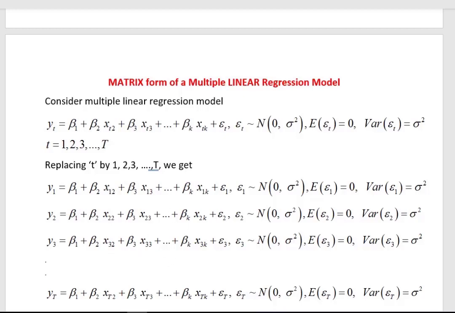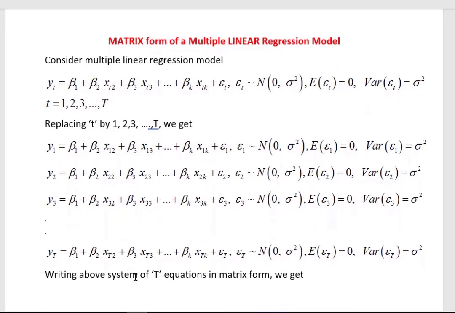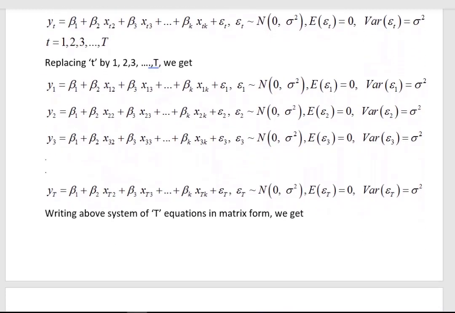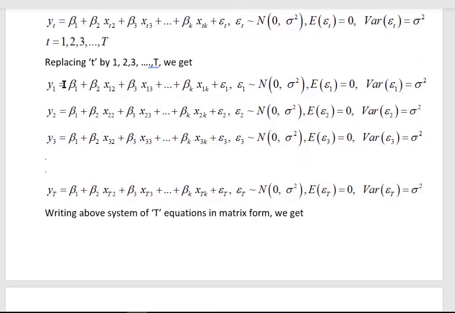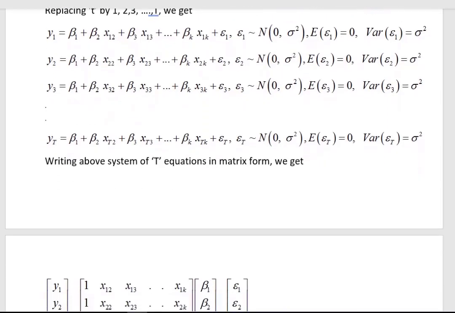Okay, so we have a system of T equations. In the next step, do what? Write the above system of T equations in matrix notation. So in matrix notation, the idea is that we stack all these values and put them in the form of a vector: y1, y2, y3, yt. All the values occurring to the left of this equal sign. And then we will come to the expression on the right hand side.